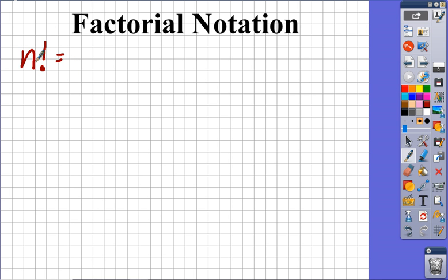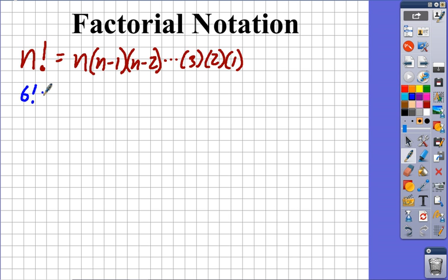What that means is take the original number, n, multiply it by the next number lower, multiply it by the next number lower than that, and keep doing that until you get all the way down to the number 1. That's factorial notation. So an example would be like 6 factorial. 6 factorial, if we expand it, would be 6 times 5 times 4 times 3 times 2 times 1. And if we multiply all that out, believe it or not, we end up with 720.